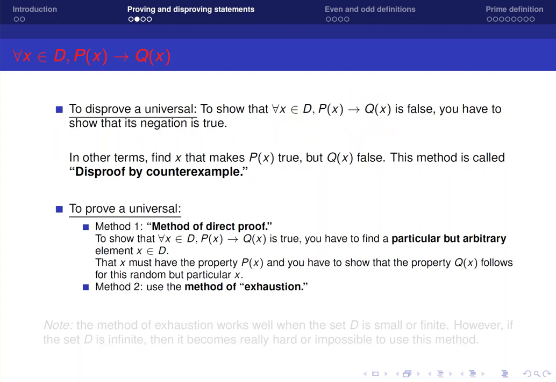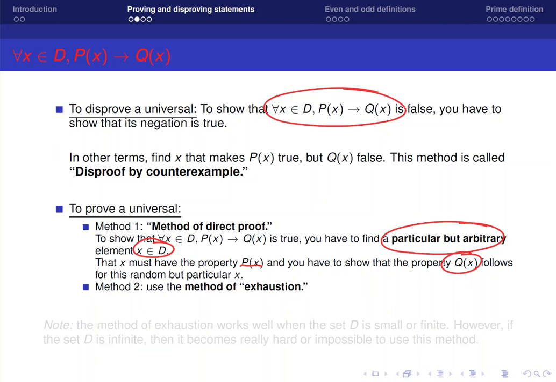Now, how do you prove that a universal is true? This is what we're talking about in this section. We call it the method of direct proof. So what you do is you find a particular but arbitrary element from the domain, and you assume that it has the property p of x. Then you show through your proof that the q of x property must also follow. This is what we call direct proofs. But like I said, there are other ways of proving statements that have universals. We'll talk about them in another section.